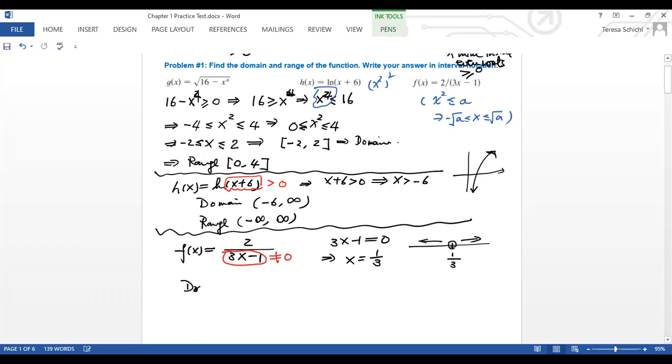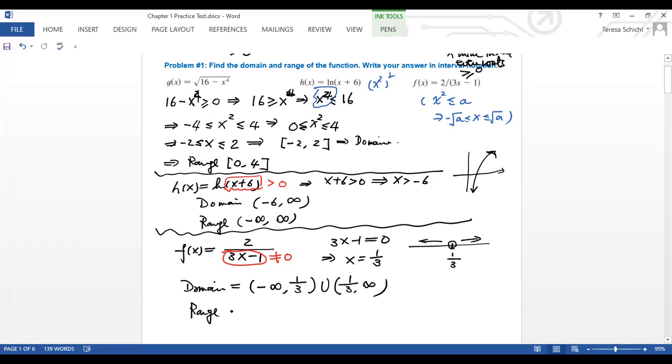So what is my domain here? My domain will be from -infinity to 1/3, which is an open interval, and then the union, from 1/3 to positive infinity, right? Okay, now let's take a look at the range here.